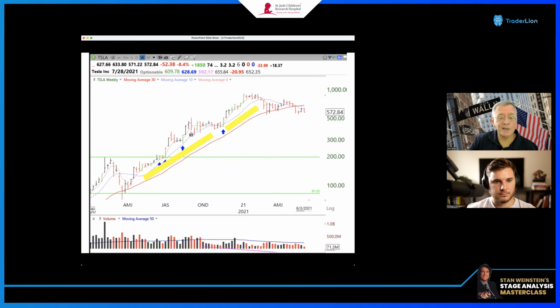Here's Tesla, yellow band stock. Look at it riding the 4-week average. Okay, riding the 4-week average here. It's something to look at. Then all of a sudden your 4-week average comes below the 10, not a good sign. Okay, the yellow band is over.